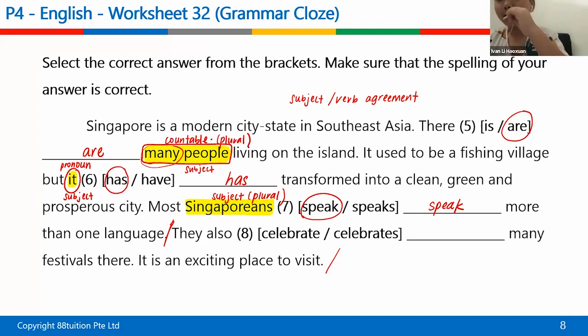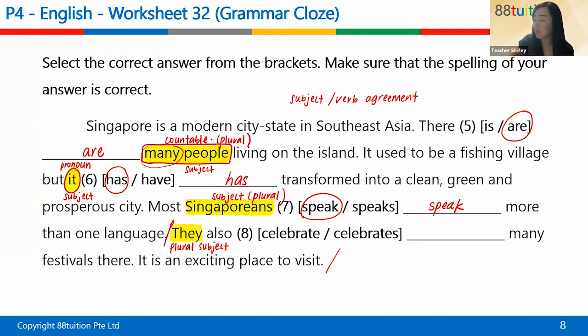They also celebrates many festivals there. It is an exciting place to visit. Okay, now "they" is the subject. Although it's a pronoun, it's just like "it" over here. "They" is a pronoun, but it is actually a plural subject because "they" means more than one.